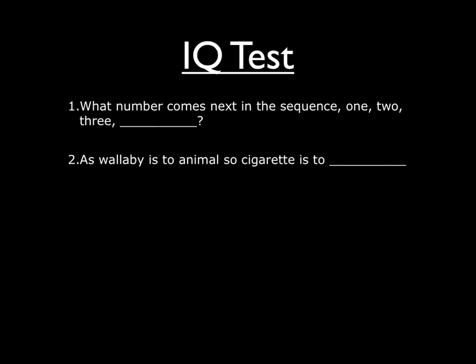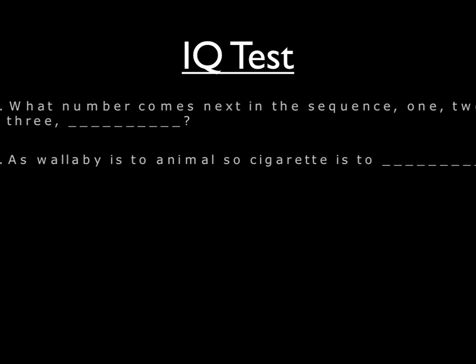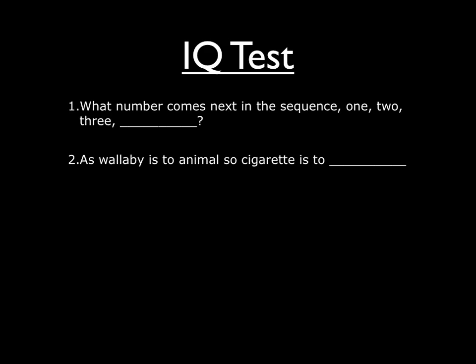So let's take a little example here. I'm not going to tell you where this test comes from, but I would like you to give your best guess to answer these questions. So the first question, what number comes next in the sequence? 1, 2, 3, blank. Second question, as wallaby is to animal, so cigarette is to blank. Take a second, write down your best guess, and we'll switch to the answers.